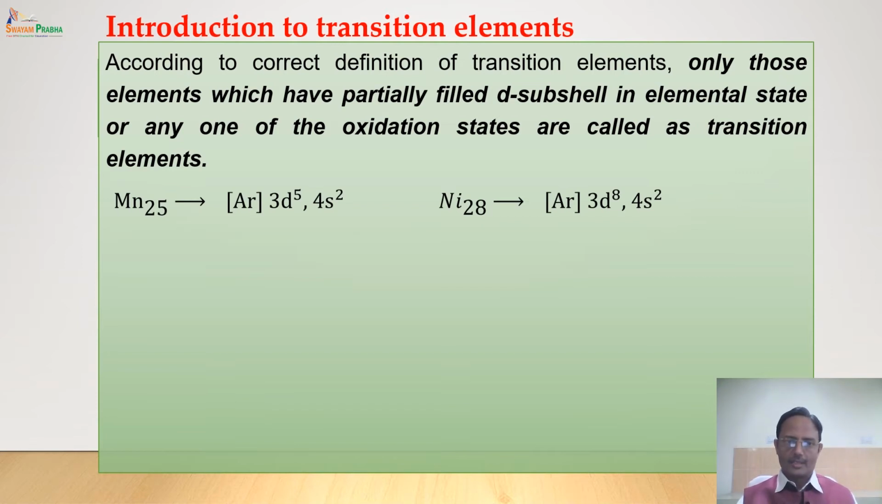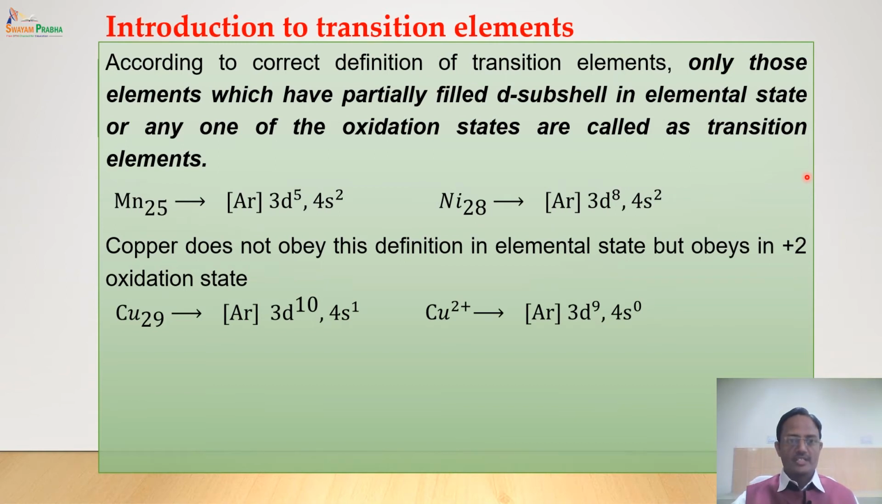See a few examples. This is manganese, atomic number 25. The outer electronic configuration is 3d5 4s2. This 3d5 configuration means it is a partially filled d subshell, so definitely it belongs to transition elements. Similarly, nickel has a 3d8 configuration, a partially filled d subshell, meaning that it is a member of transition elements.